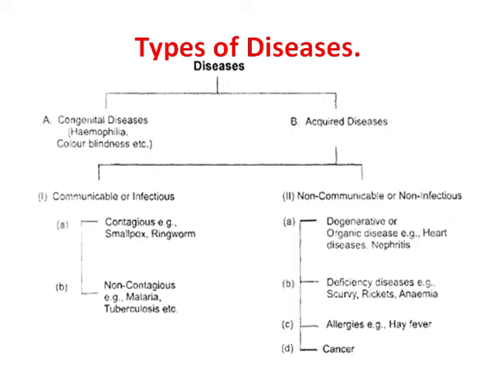The next topic is types of diseases. So, the diseases are classified into two types. One is congenital diseases, the other one is acquired diseases. Then, what are congenital diseases? So, these diseases are present by birth.